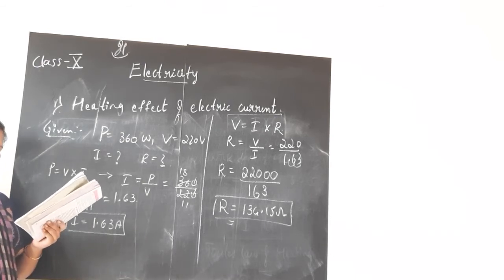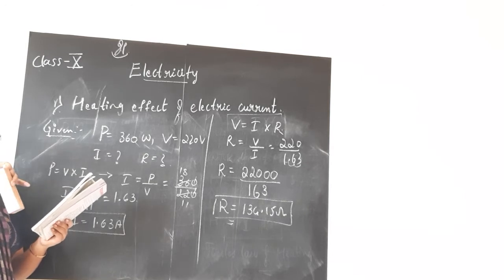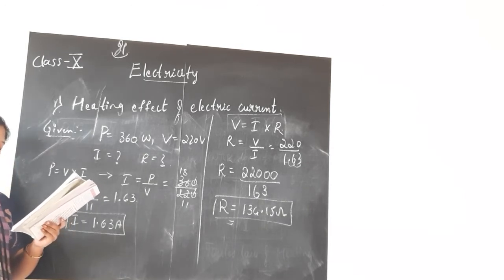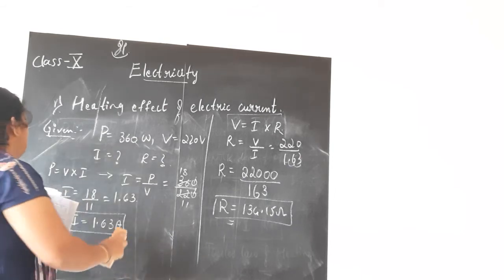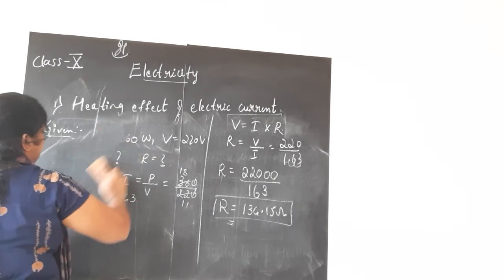Next example 12.1. 100 joule of heat is produced each second in a 4 ohm resistance. Find the potential difference across the resistor. Very simple problem again.